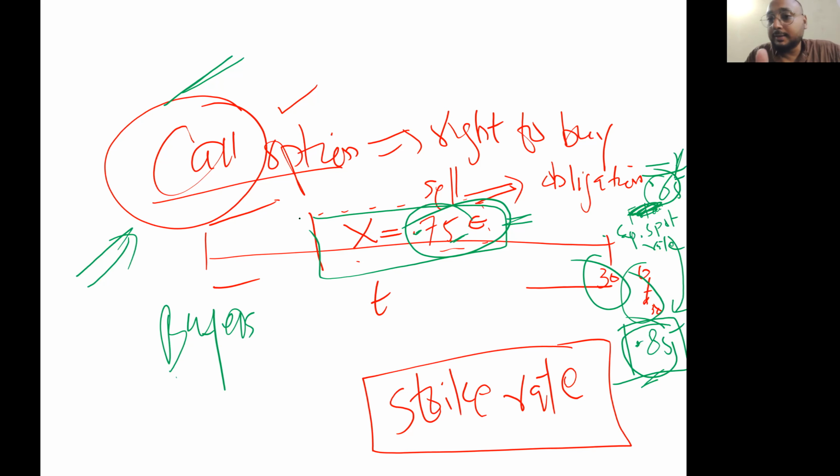So in this, we have strike price and we have T. So what do you think here in this? Who is at the advantage, buyer or seller?